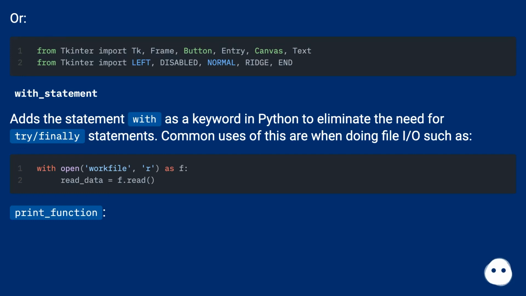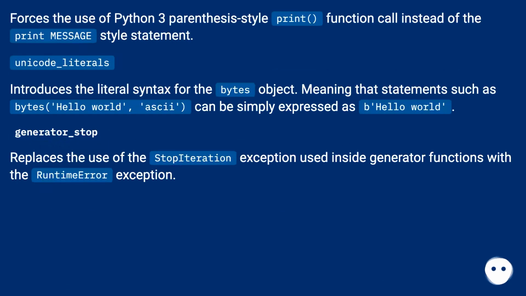Print_function: forces the use of Python 3 style print function call instead of the print message style statement. Unicode_literals: introduces the literal syntax for the bytes object, meaning that statements such as bytes('hello world', 'ascii') can be simply expressed as b'hello world'. Generator_stop: replaces the use of the StopIteration exception used inside generator functions with a RuntimeError exception.